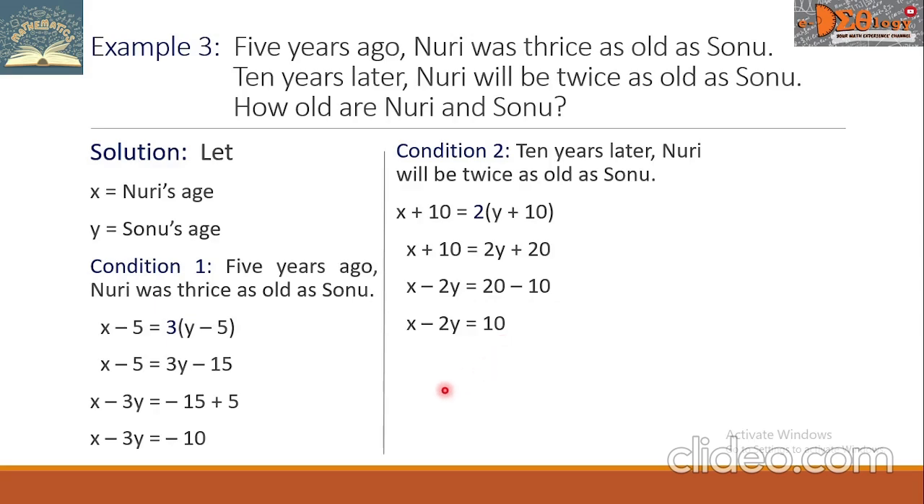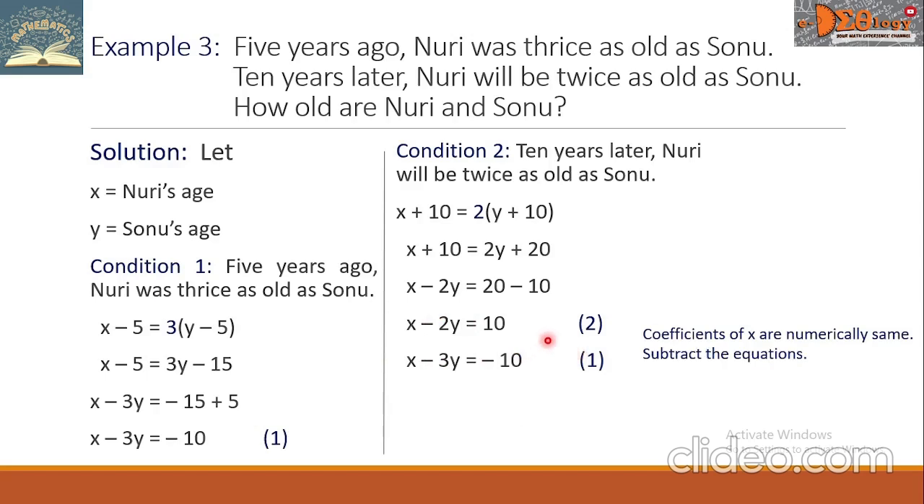So we have now the two equations. This is equation 1 here. This is equation 2. Let's put them together. Now we can see that coefficients of x are numerically same. We can subtract the equations. In doing so, we need to change the sign of the terms of the second equation. x becomes negative, negative 3y becomes positive, negative 10 becomes positive.